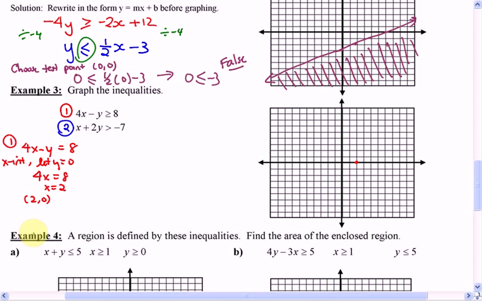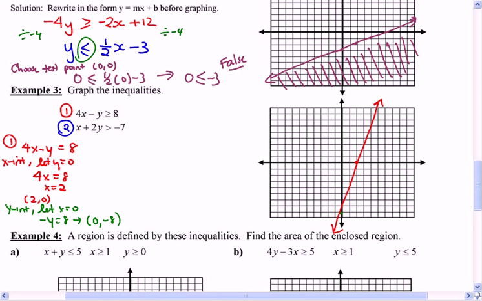Find the y-intercept. Once again, to find the y-intercept, you let x equal 0. So negative y equals 8, or you have the y-intercept of (0, -8). 1, 2, 3, 4, 5, 6, 7, 8. Okay. In this case, I will then connect the dots together. Solid because of the equality.